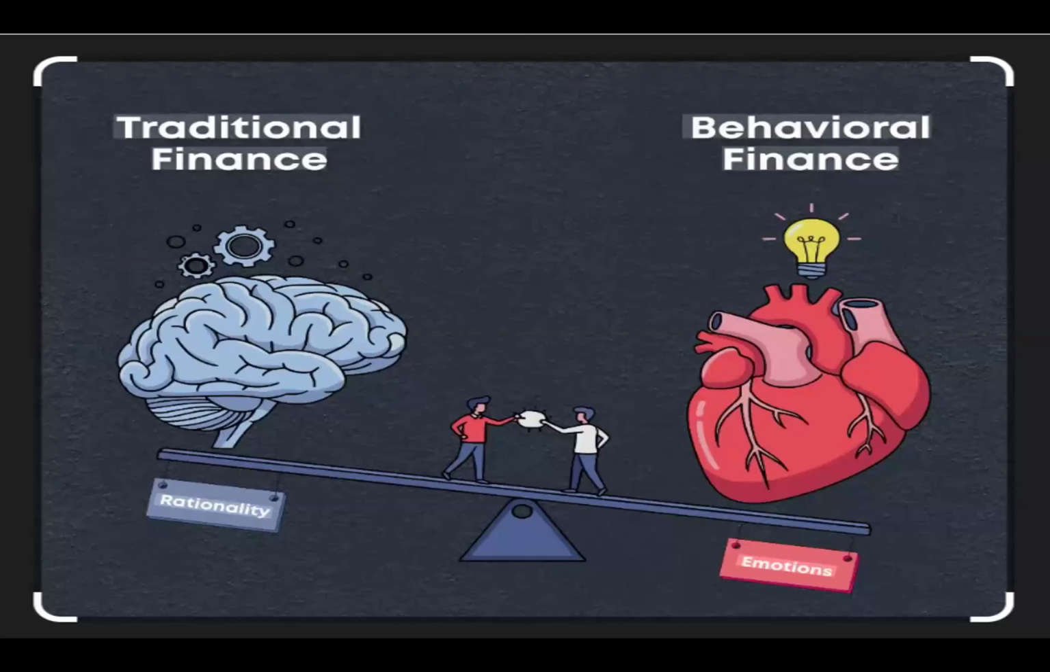Next slide. This slide compares traditional finance with behavioral finance. On the left hand side, there is traditional finance, which assumes that investors are completely rational. They make decisions based on facts, financial data, and logical analysis. On the right hand side, there is behavioral finance, which recognizes that investors are not always rational. Their decisions are influenced by emotions, psychology, fear, greed, overconfidence, and market news.